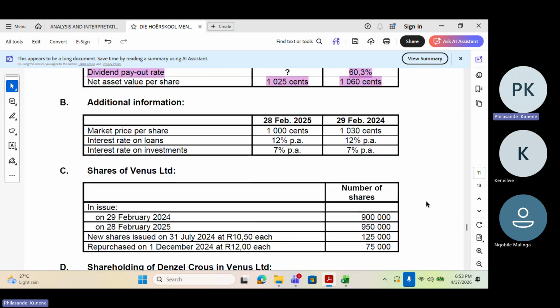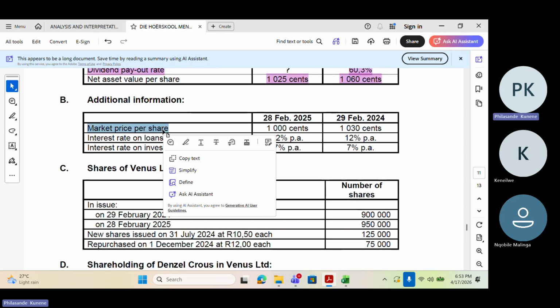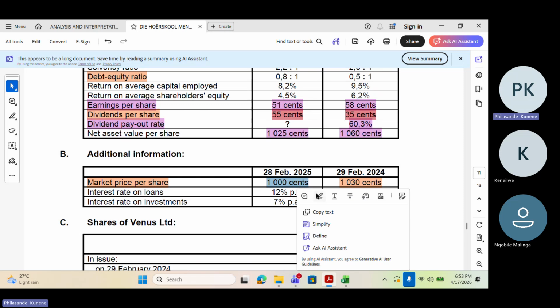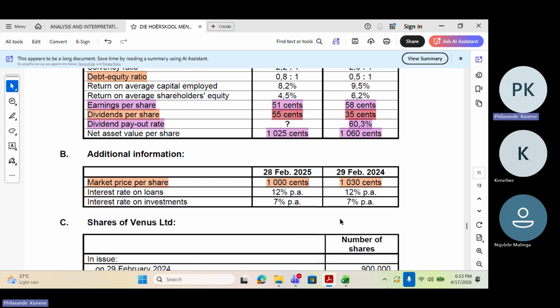There are decisions that are happening here. Additional information, market price per share. We can see there, another thing you can see here, market price per share, 1,030 cents per share. And then in the current year it is 1,000 cents per share. Although the value of the share is 1,025, right, the market share price is 1,000 cents. And then in the previous year, it was 1,030 cents.